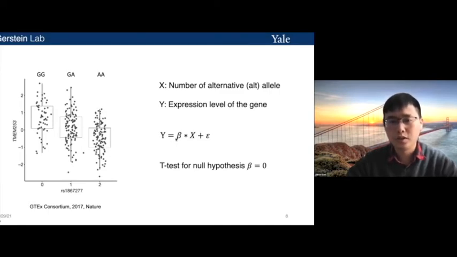And the beta coefficient, you could get a value, and then you could test whether it is equal to 0 or not. And that is the standard t-test in standard linear regression. So this is conceptually very simple. And let's look at some real application or real cases.